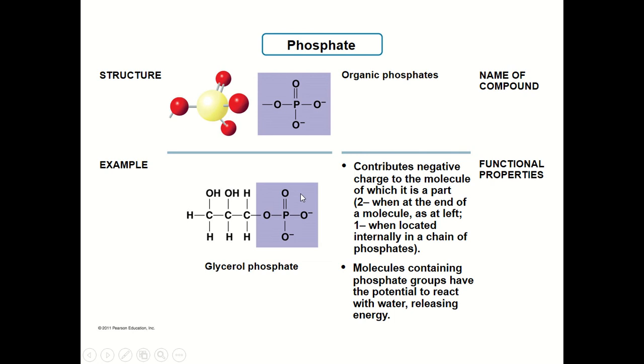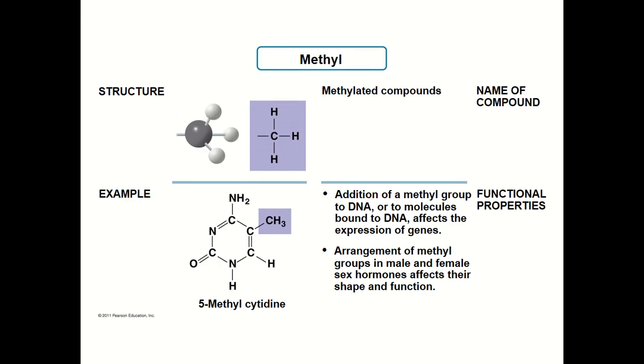Next functional group is the phosphate group. Once the phosphate group is attached to the carbon skeleton or the carbon backbone, it is known as an organic phosphate. It will contribute a negative charge to the molecules, and molecules that contain the phosphate group also have the potential to react with water, thus releasing energy, such as ATP.